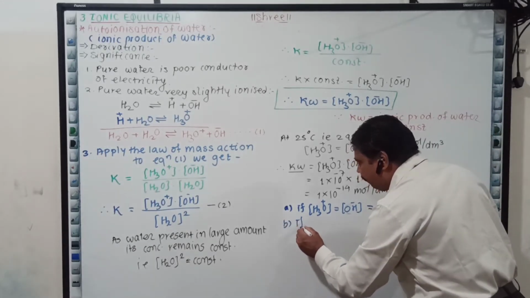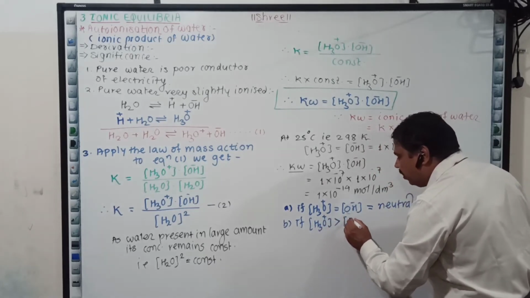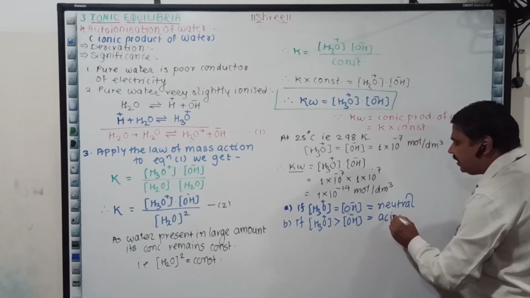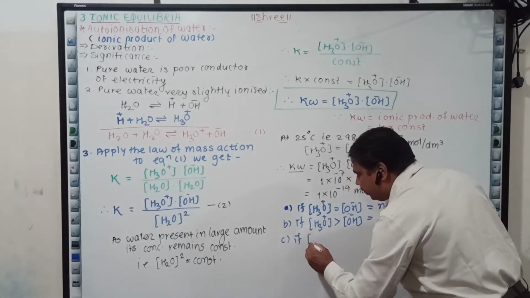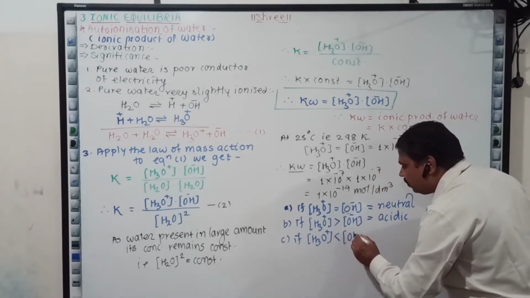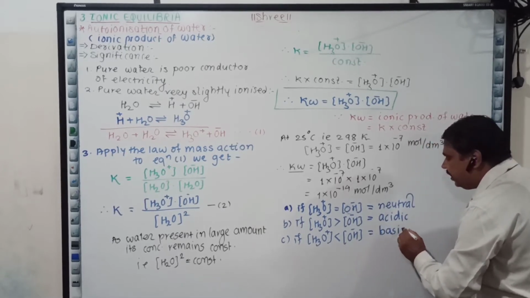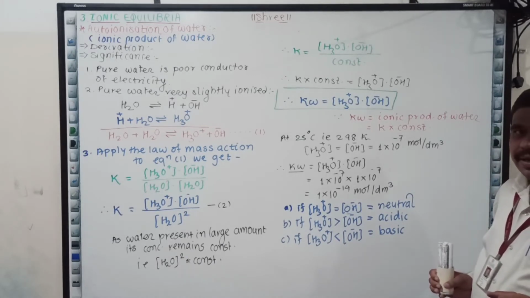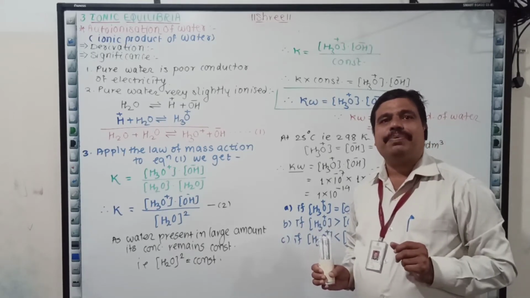B, if concentration of H3O plus is greater than concentration of OH minus, then that solution is acidic. And C point, if concentration of H3O plus is less than concentration of OH minus, then that aqueous solution is basic in nature. Okay? Now dear friends, how we can define ionic product of water?